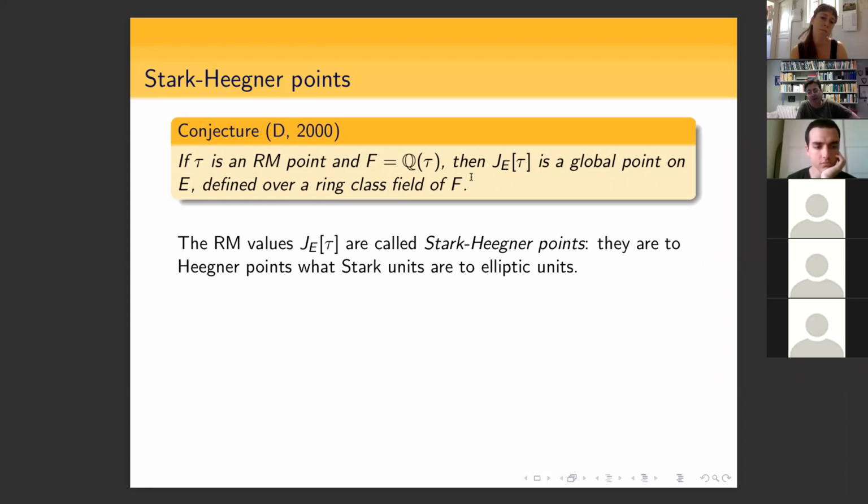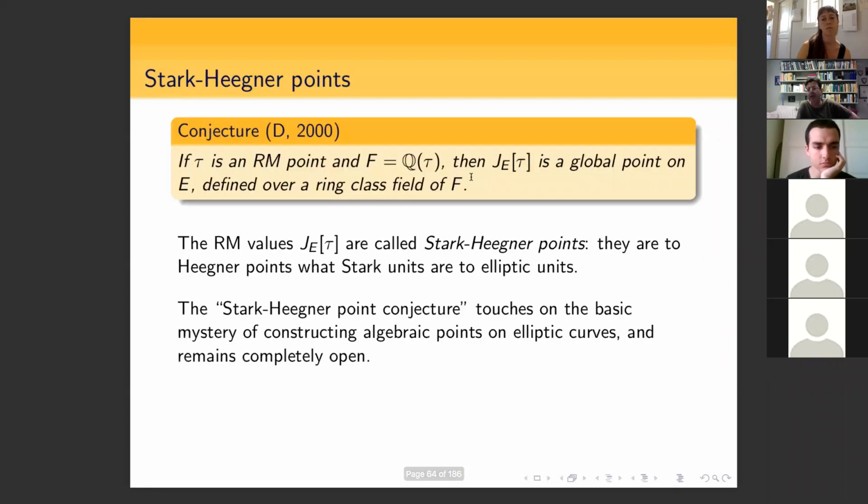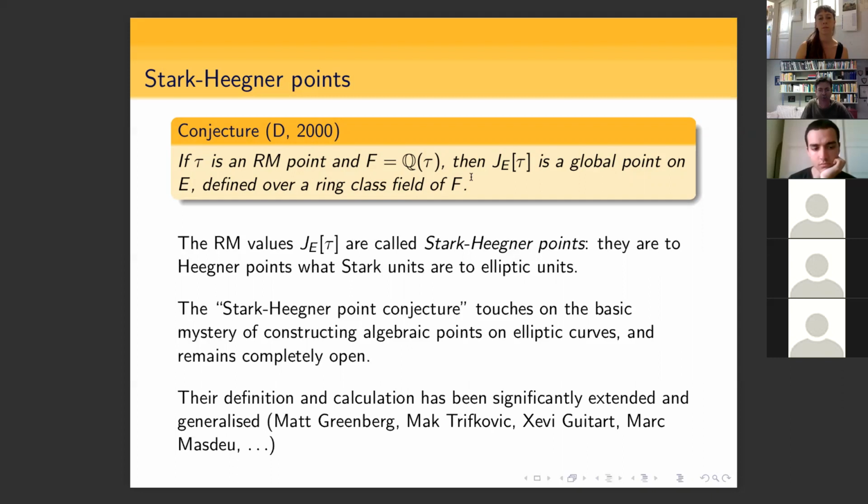Now, these RM values are what we call Stark-Heegner points, and in some sense they're to Heegner points what Stark units are to elliptic units. That's really the idea behind this notion. Now, this conjecture on Stark-Heegner points touches on a basic mystery, which is how do we construct algebraic points on elliptic curves based on structures which are independent of the theory of complex multiplication. So for now, I think it can be said that the theory of complex multiplication and its generalizations due to Shimura, Taniyama, and many others are really the only non-conjectural avenue we have to producing points on elliptic curves. So it would be very interesting to have more insights into this question.